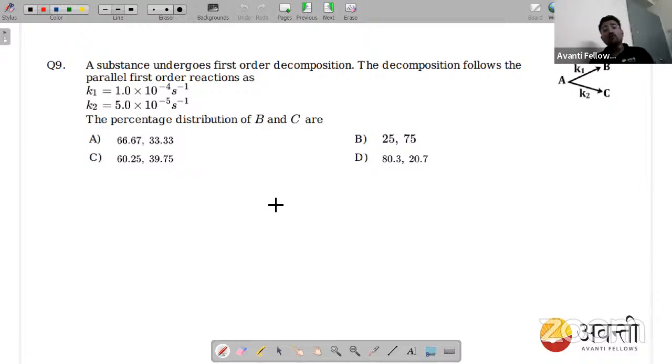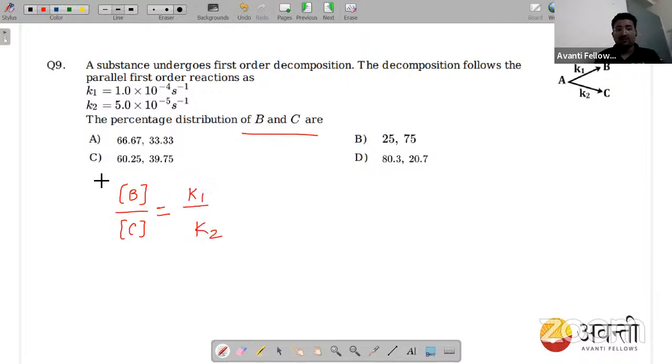Now, what we have to calculate is the percentage distribution of B and C. For this type of parallel reaction, what you have to remember is first you have to know the formula: concentration of B by concentration of C is equal to K1 by K2. This is the most important formula you should remember for solving a parallel reaction.